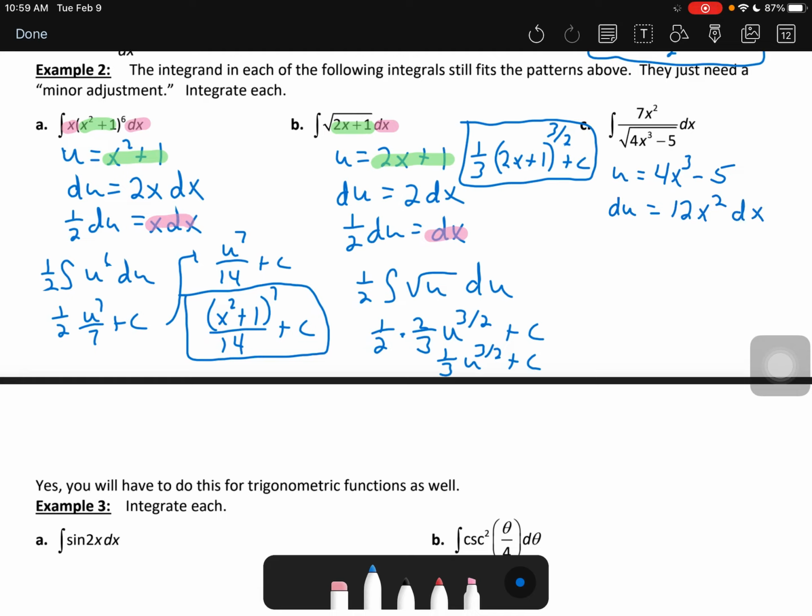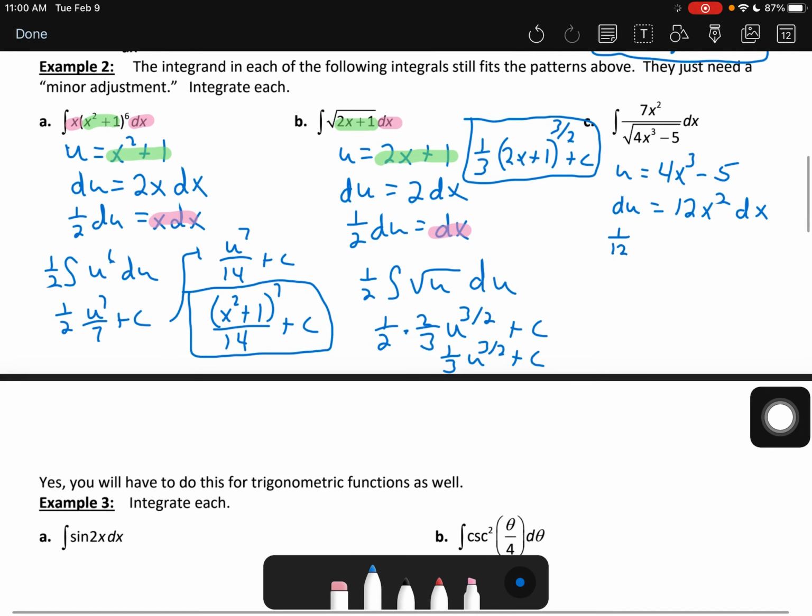Okay. Now, that's not exactly what we have up here, right? We've got 7x squared, but the x squared is the important part. That's what we really need to be able to substitute for, right? Now, the 7 that's there, that can just get pulled out, and the 12, we'll have to get rid of. We'll divide by 12, just like here where we divided by 2, we had a 1/2 out there. We'll have a 1/12 out there, but also we'll pull that 7 out, so we'll technically have like a 7/12 out in front of our integrand, okay? So 1/12 du is going to be my x squared dx piece, okay?